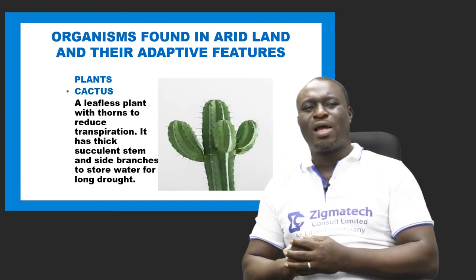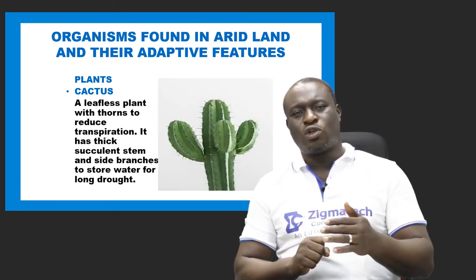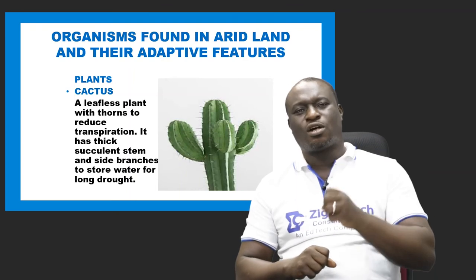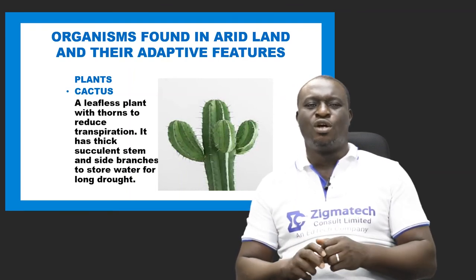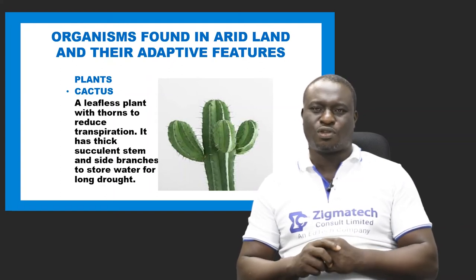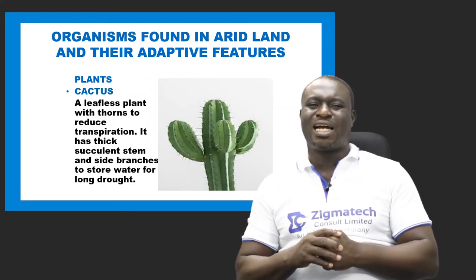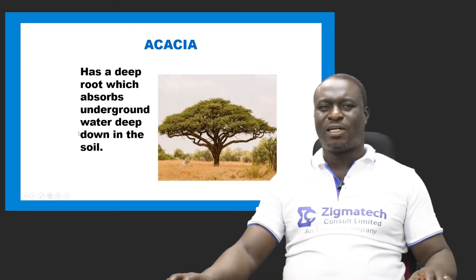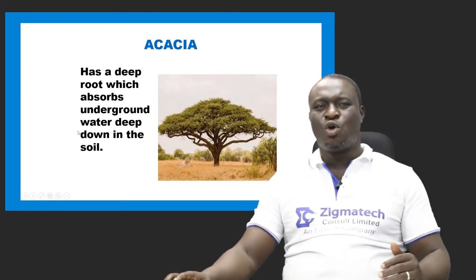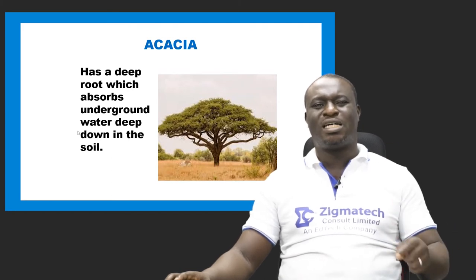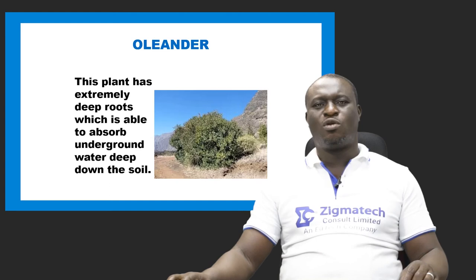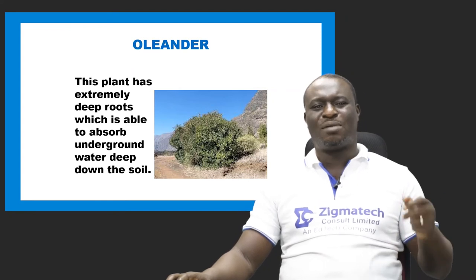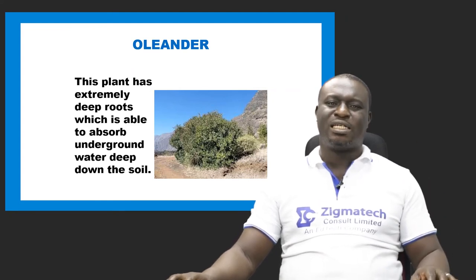Another thing that also helps in conserving water is that it has thick, succulent stems and side branches to store water for long drought. We also have the acacia. The acacia has deep roots which absorb underground water deep down in the soil. And then also we have the oleander. This plant has extremely deep roots, which are also able to absorb underground water deep down in the soil.